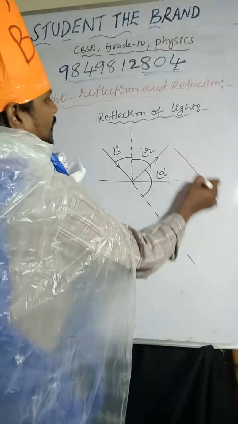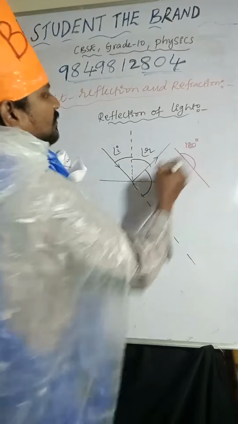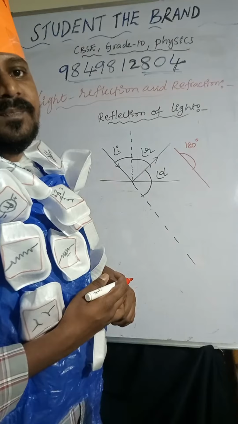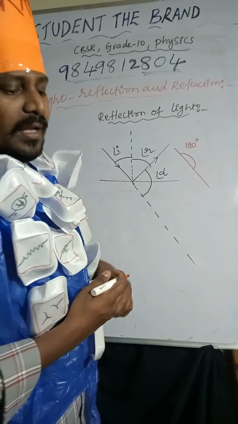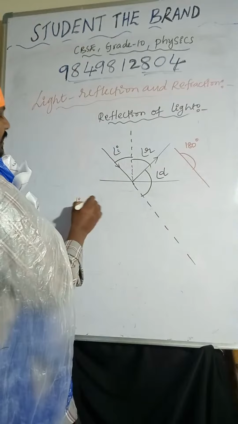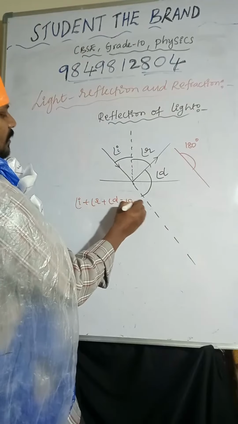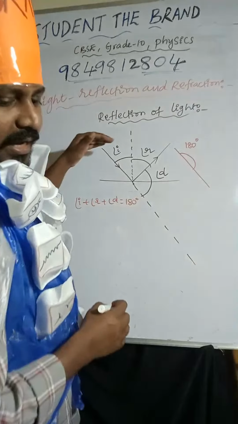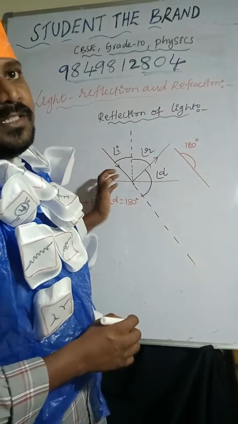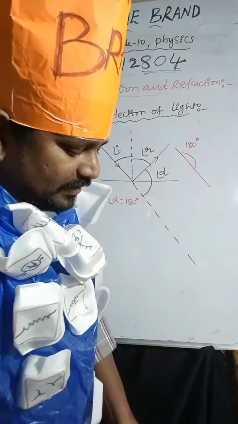So here, if you take this angle, the linear angle is 180 degrees. And here you can observe: angle of incidence plus angle of reflection plus angle of deviation equals 180 degrees. Okay, done.